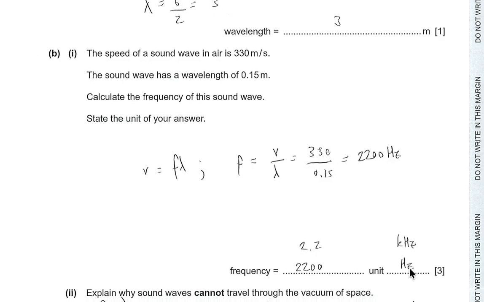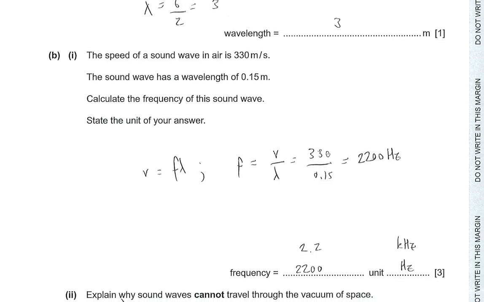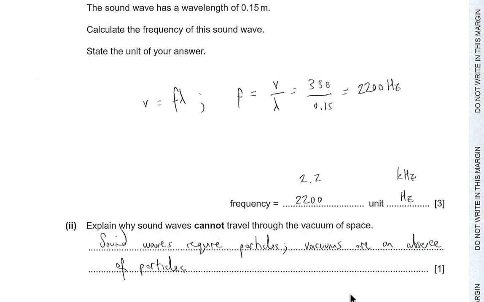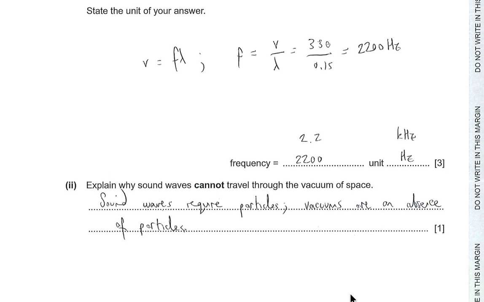It then says, explain why sound cannot travel through the vacuum of space. Well, sound requires particles. It's a vibration, okay, and a vacuum is an absence of particles. So if you have no particles, no sound wave can travel, and therefore you will not have a sound wave. So that's why we often have a saying, in space, no one can hear you scream. That's because there are no particles. If you have to explain what sound waves are doing, then you should use the ideas of particles.